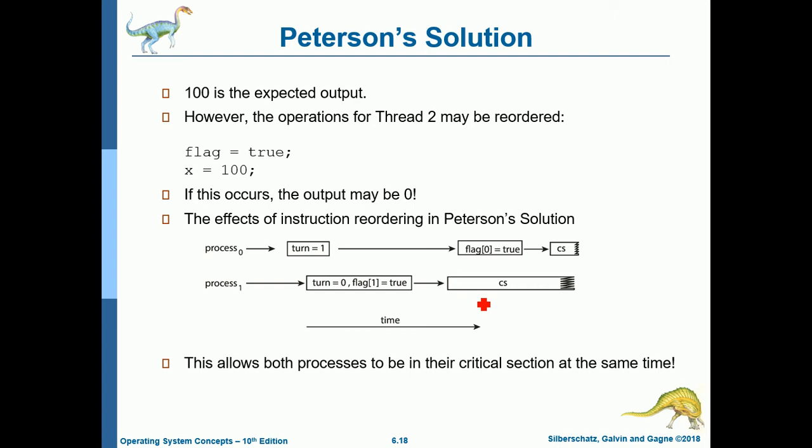So the problem here with the reordering is that it allows both processes to be in their critical section at the same time. But as you can remember, for the critical section, we have mutual exclusion, in which only one process may enter its critical section, and no other process can enter its critical section unless the process inside the critical section finishes its execution.